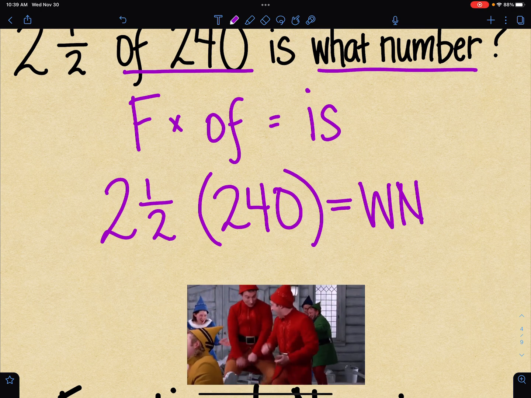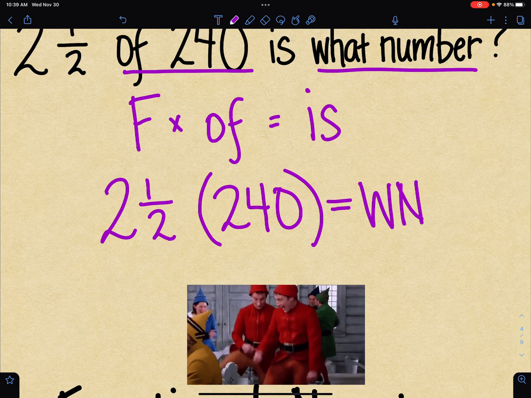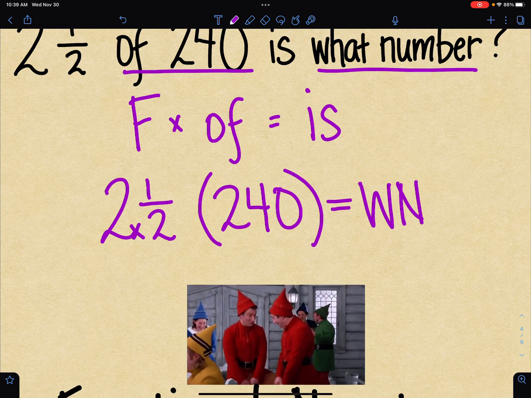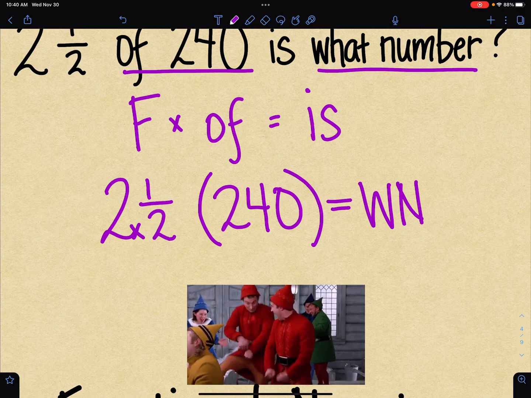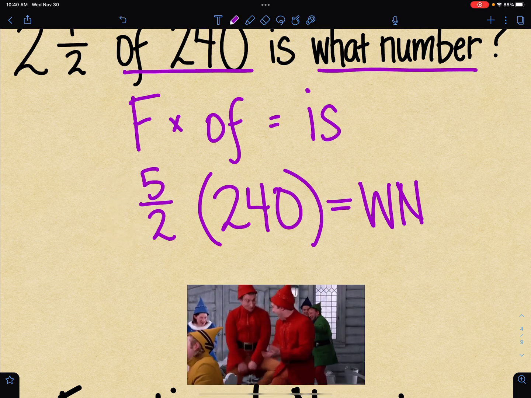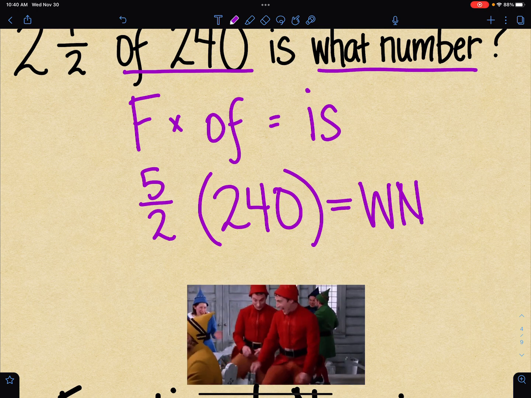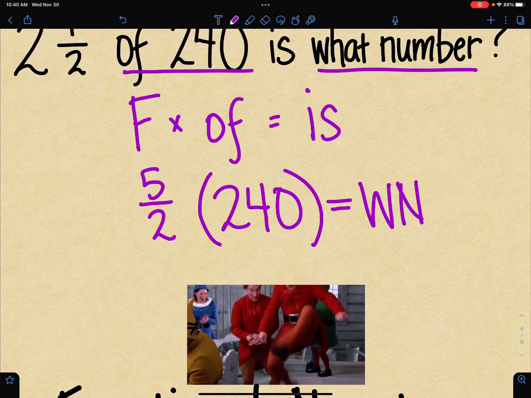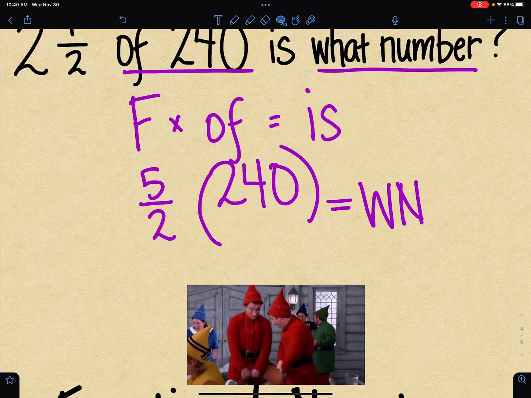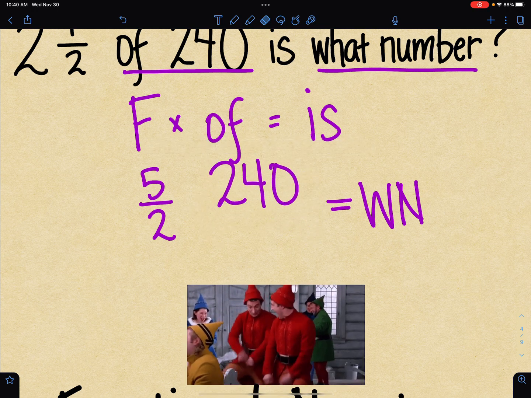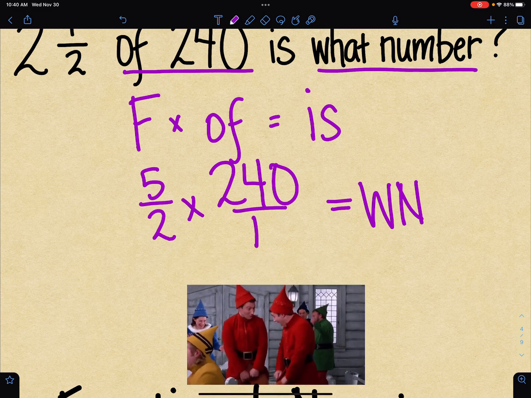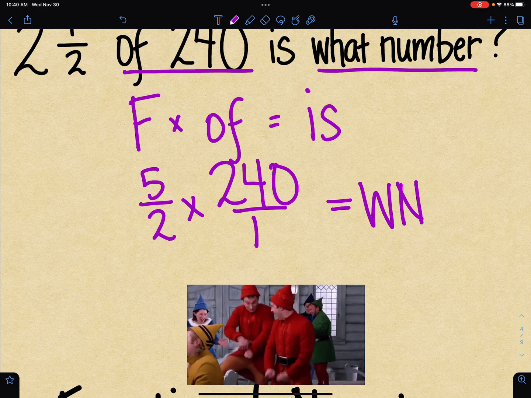I would change the 2.5 to a mixed number, so to a fraction. So 2 times 2 is 4, plus 1, and this is going to be 5 over 2. And then you can just do 240 times 5 over 2, which is the same thing as making that a fraction, like 240 over 1 times 5 over 2. So 240 times 5 divided by 2.